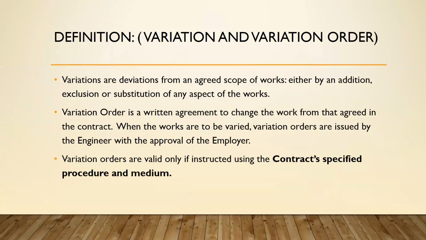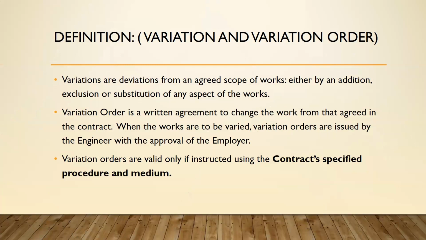So, some few definitions. One may ask, what are variations? Now, variations are deviations from an agreed scope of works, either by an addition, exclusion, or substitution of any aspect of the works. A variation order is a written agreement to change the work from that agreed in the contract.